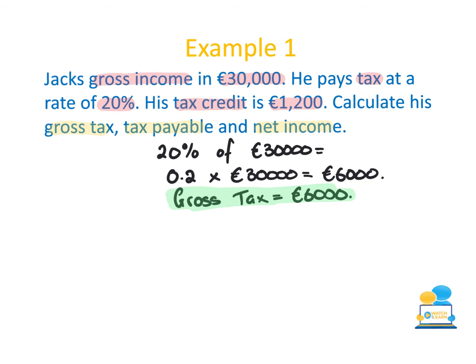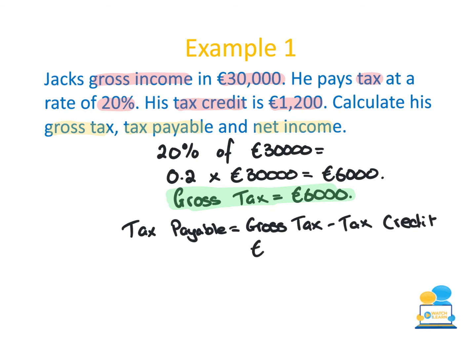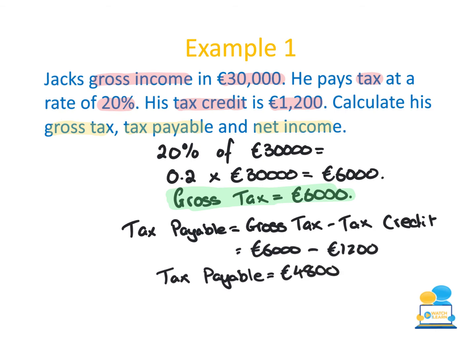So again, our formula for tax payable is my gross tax minus my tax credit. My gross tax was €6,000 and my tax credit was 1,200. That gives me a tax payable of €4,800. And that is my second answer for this question. That is the amount of tax that Jack does have to pay on his salary.